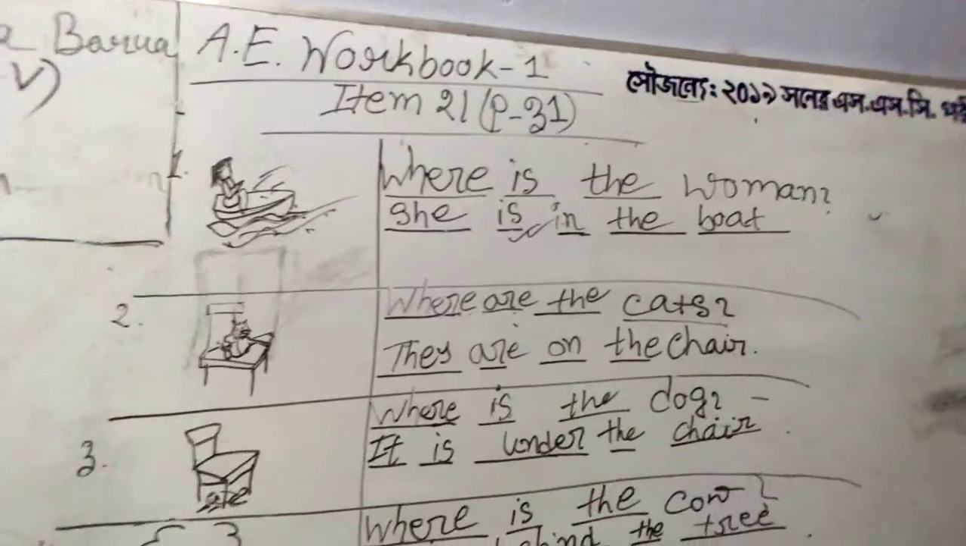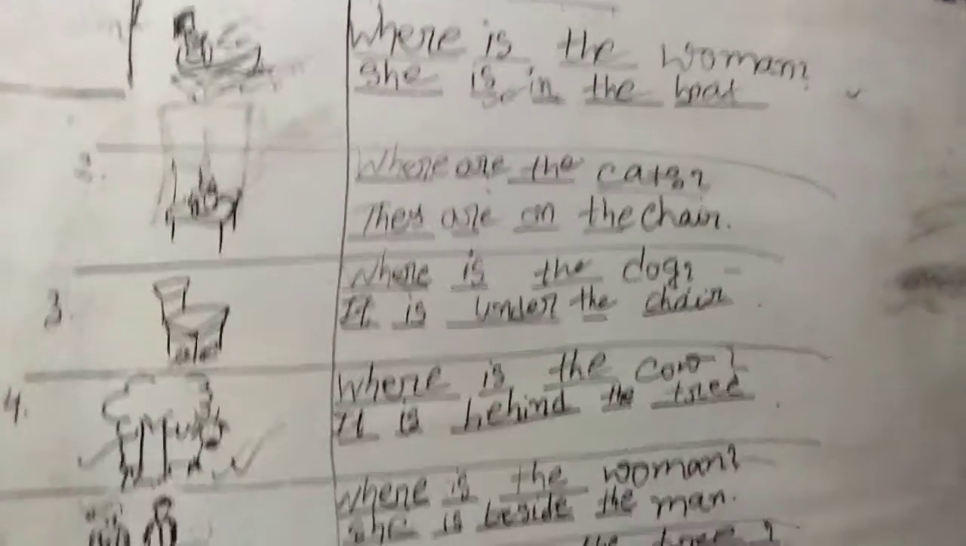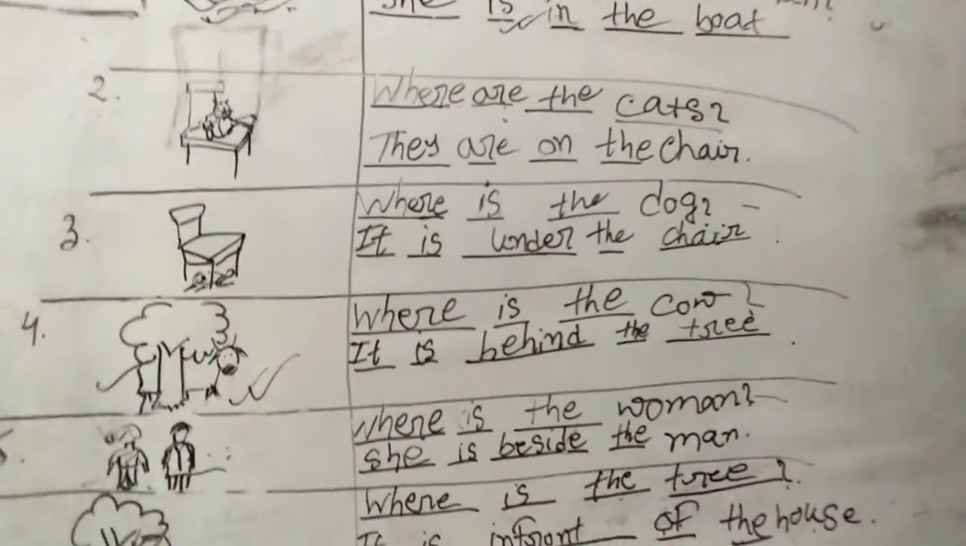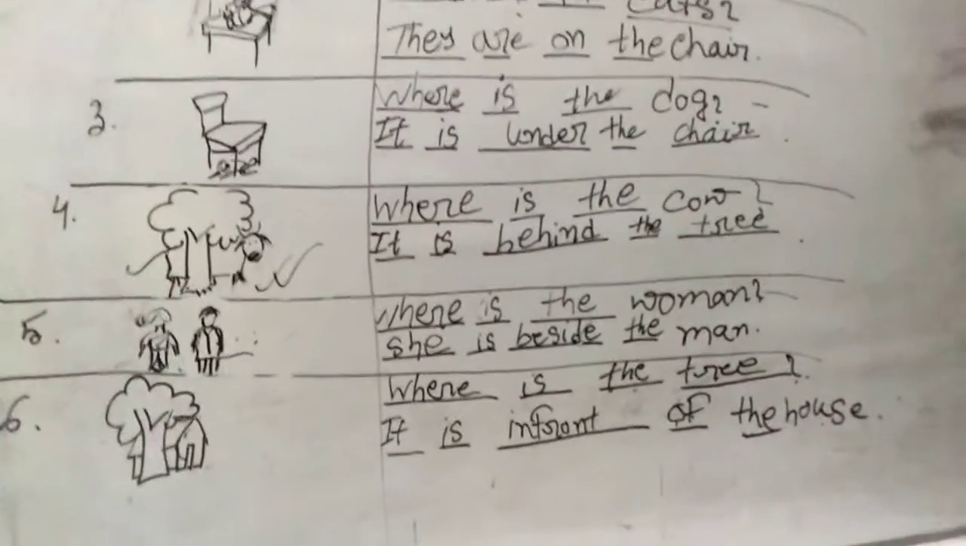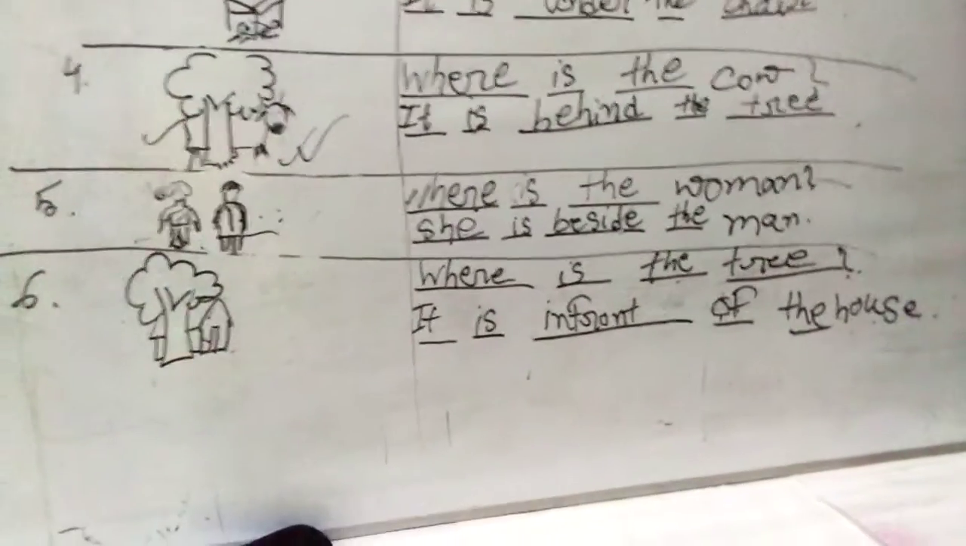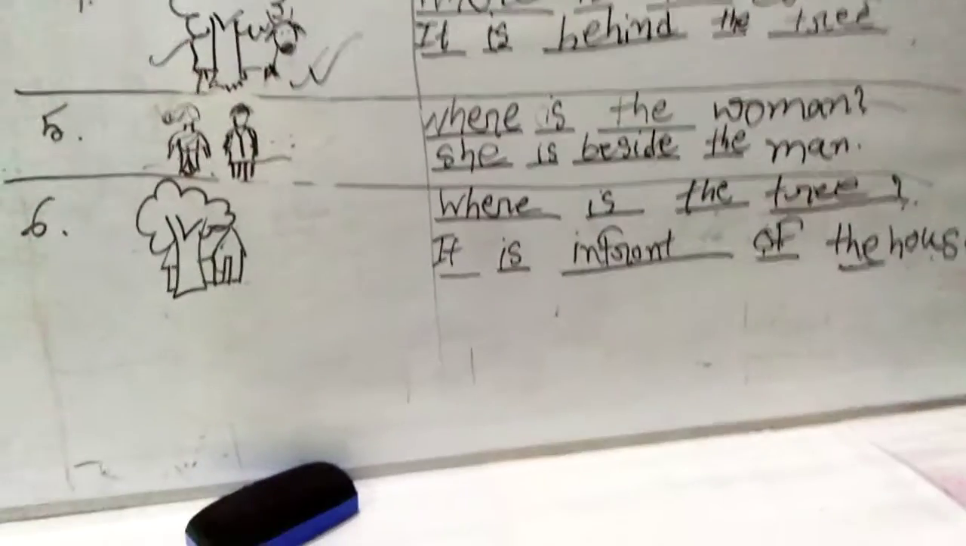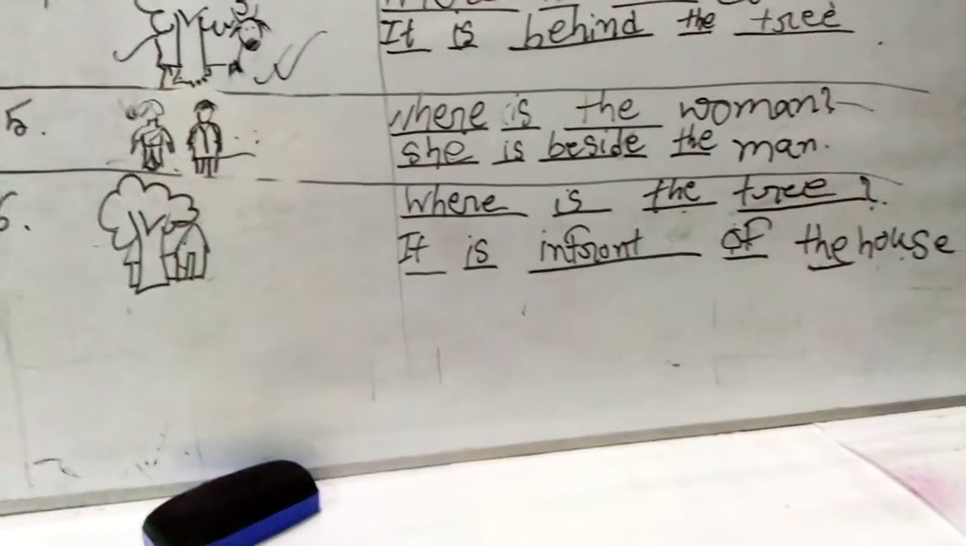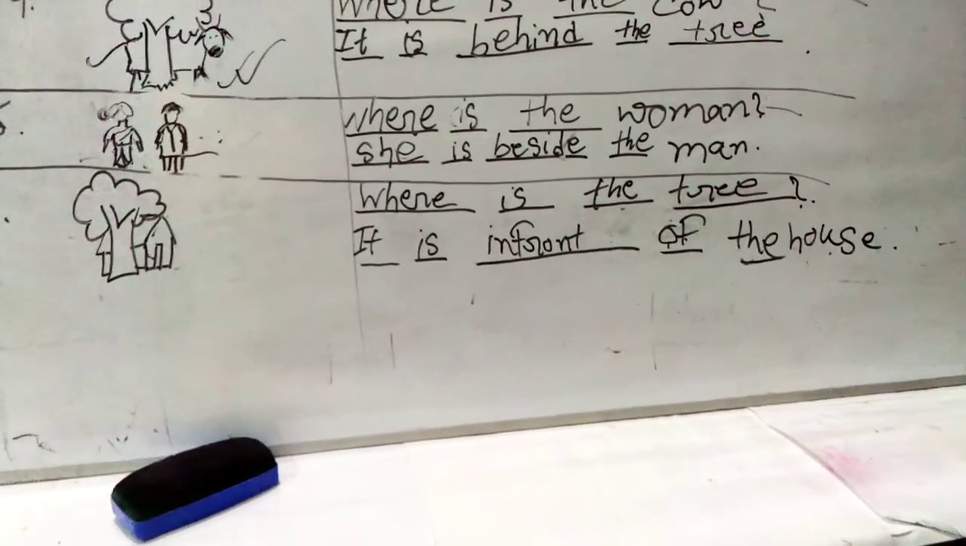Okay, so see, where is the woman? She is in the boat. Where are the cats? They are on the chair. Number 3, where is the dog? It is under the chair. Number 4, where is the cow? It is behind the tree. Number 5, where is the woman? She is beside the man. And number 6, where is the tree? It is in front of the house.